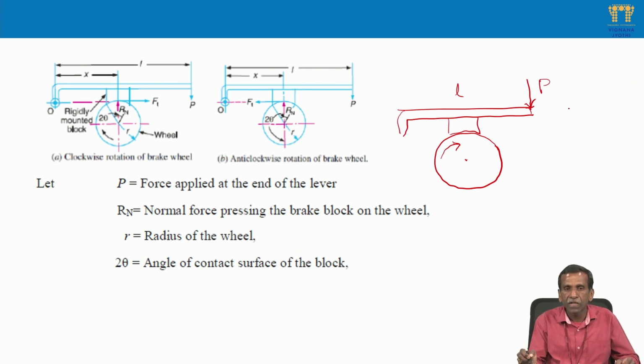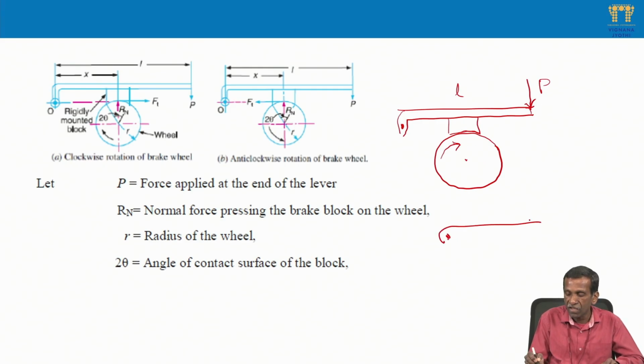So let us say the applied force P is applied at the end of the lever. The lever is pivoted at the other end. How is the wheel going to be stopped? Because of the frictional force between this block or shoe and the wheel. Any two members having friction will have a normal force pressing the brake block on the wheel. So, for this we need to understand the free body diagram. I am taking this lever, and you can see this is the wheel.